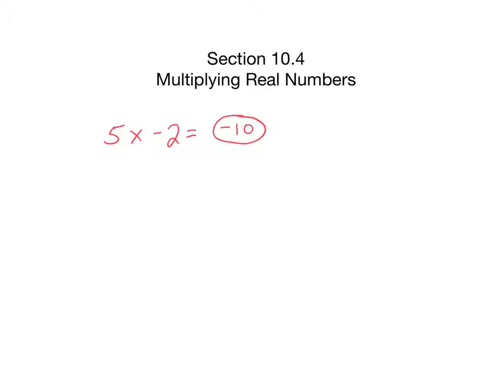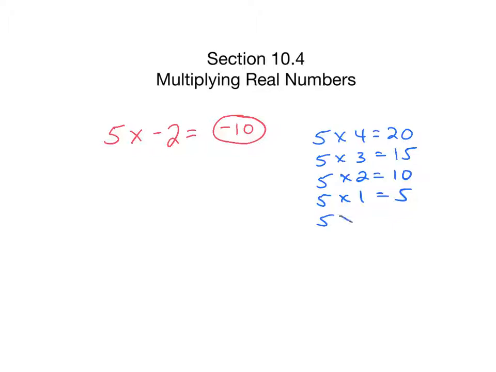We're going to do that by looking at some patterns, and really that is all math is, a bunch of patterns. So you know that 5 times 4 is equal to 20. 5 times 3 is equal to 15. 5 times 2 is equal to 10. 5 times 1 is equal to 5. And 5 times 0 is equal to 0.